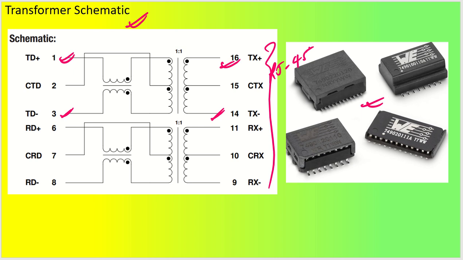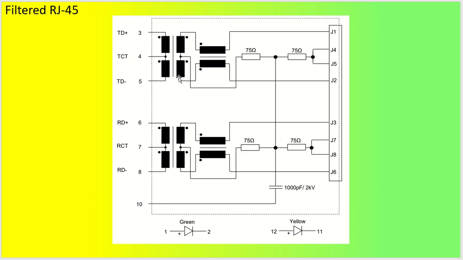If you look quickly at the built-in RJ45 connector, all these things are built into one connector, which also has green and yellow LEDs built in, and the termination resistors are inside, so you don't have to put them separately. These signals come from your Ethernet PHY transceiver ICs, that will be TD plus, TD minus, TCT, RD plus, RD minus, and RCT. So this is a very simple connection with the built-in filter in the RJ45 connectors.